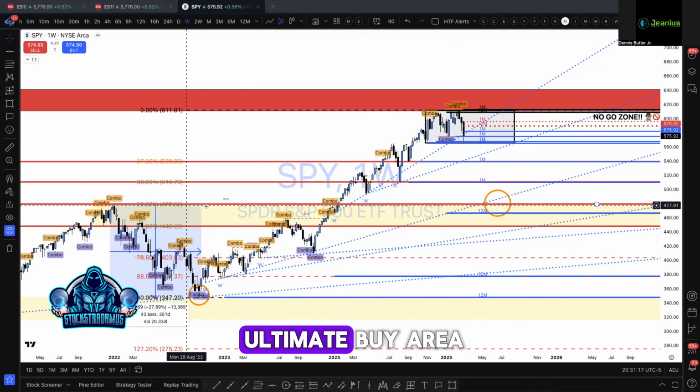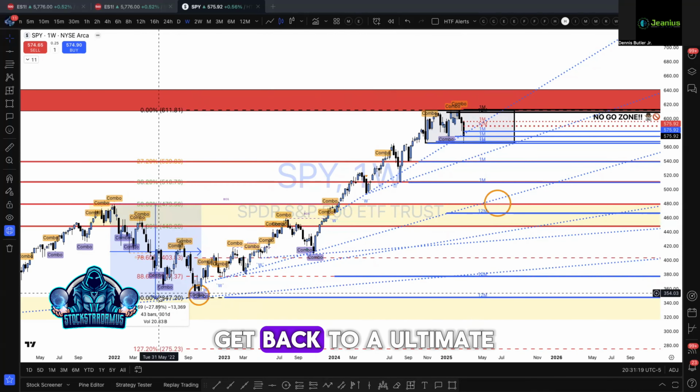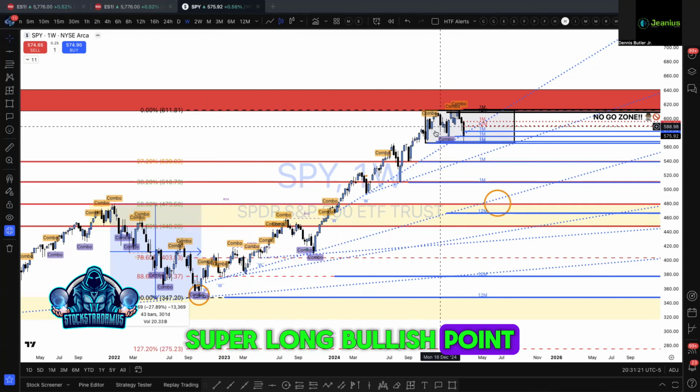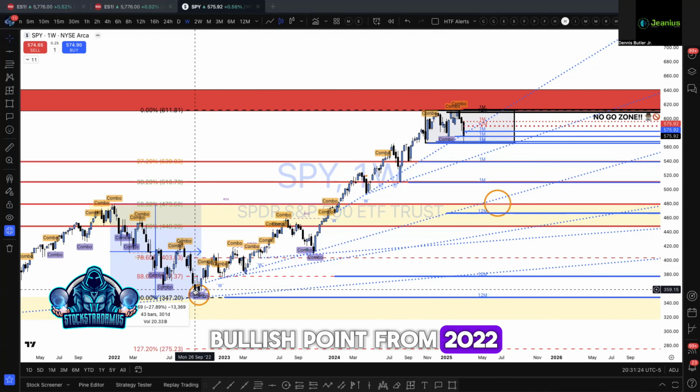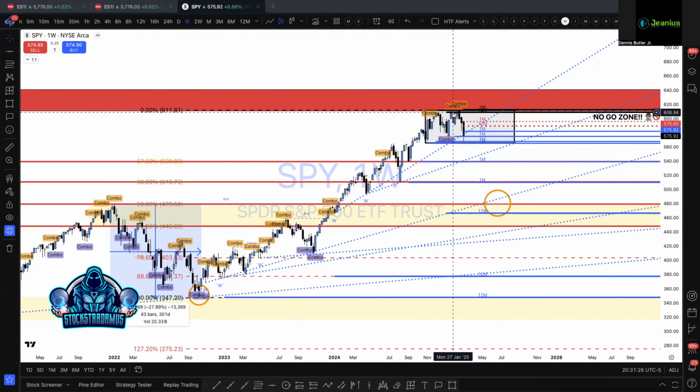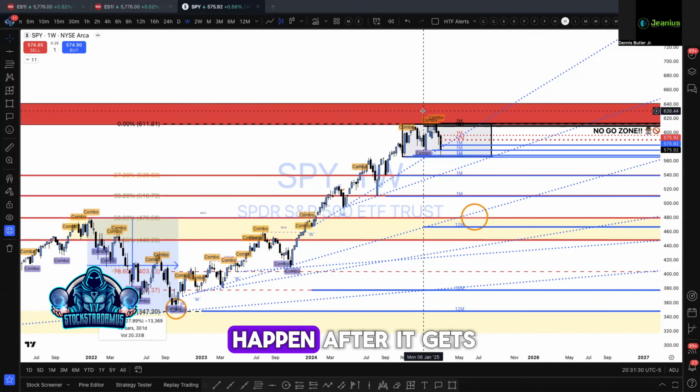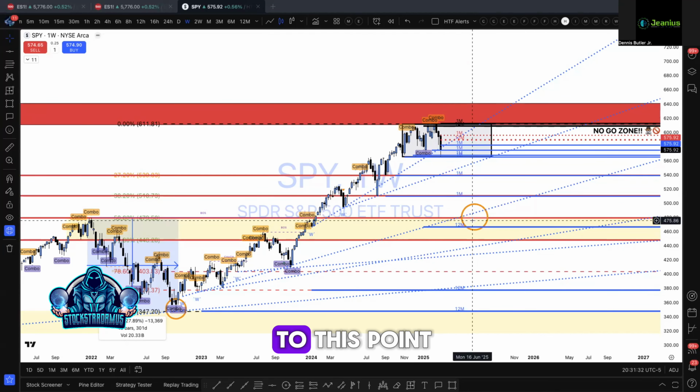So you want the ultimate buy area for the market to get back to an ultimate, super long bullish point, like this long-term bullish run from September 2022 all the way to now, which is about a two-year run. You want that to happen after it gets to this point.